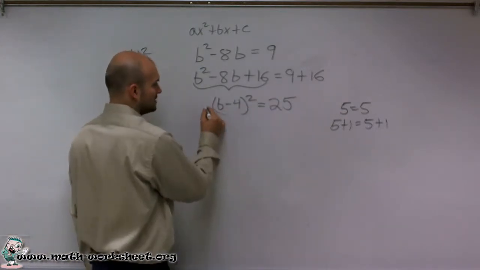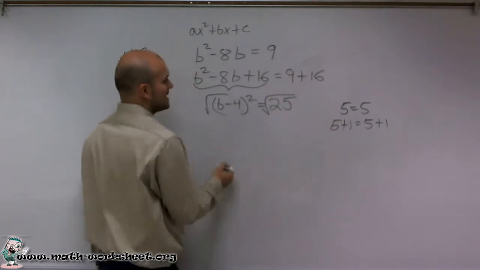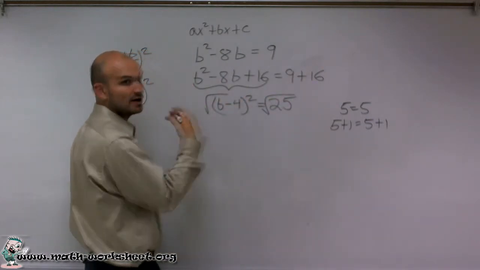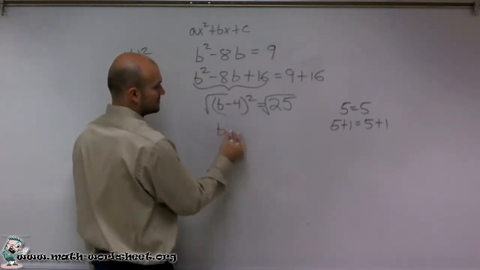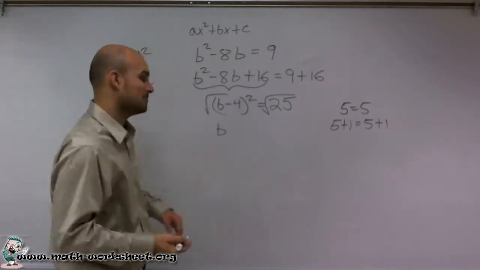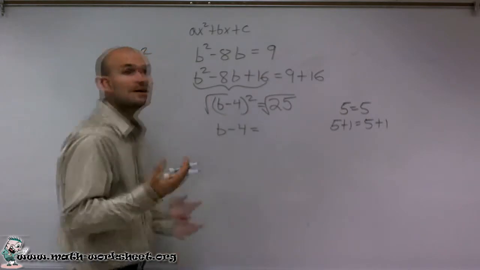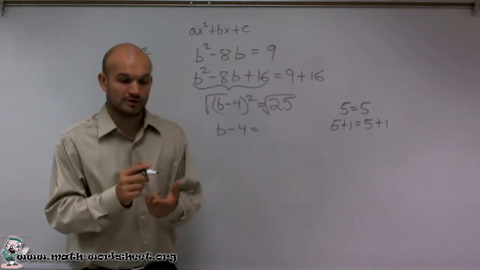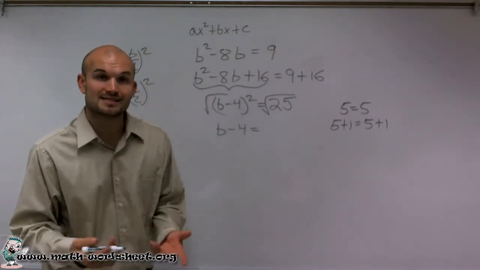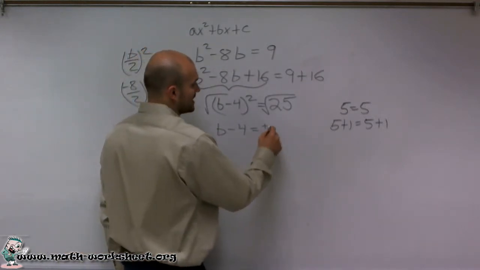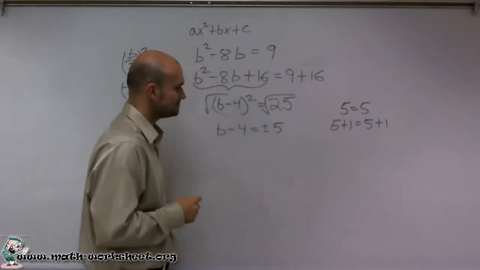To solve this from here, I'll take the square root on both sides. The square root and squared are inverse properties. Those will cancel each other out. They're inverse operations. So b minus 4 equals the square root of 25. Make sure when you introduce the square root that you include the positive and negative value. So that means I'm going to have plus or minus 5.